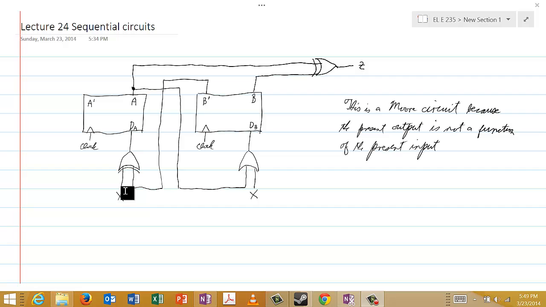And you see that D sub A and D sub B are both functions of the outputs of the flip-flops and the input to the circuit, which is X. And so our goal is to understand how this sequential circuit works. And for the sake of this discussion, we will assume that both of these flip-flops are positive edge triggered flip-flops. So how do we go about trying to understand how this works?